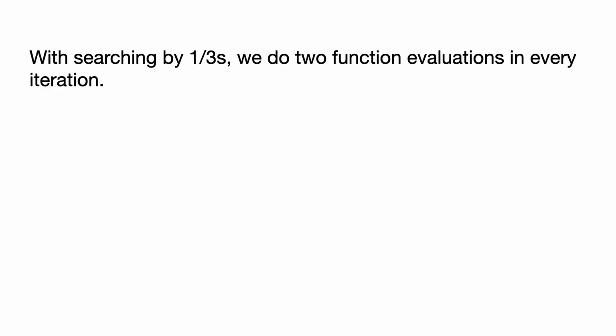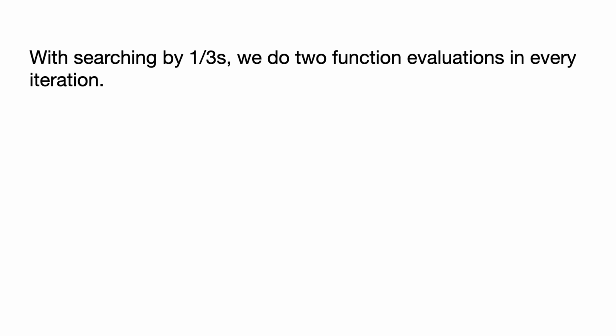With searching by thirds, we do 2 function evaluations in every iteration. We take the remaining section, we divide it into thirds, and then we evaluate the function twice. Evaluating a function could be expensive. It might mean conducting an experiment, or it might mean running some long computational process.